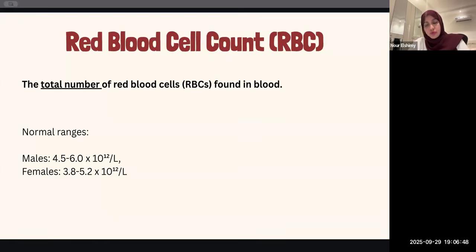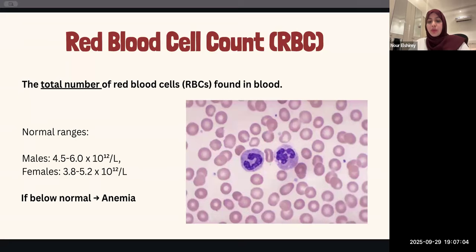Again, you don't need to know the ranges. You're going to be provided this in the exam. All right. And as I mentioned, red blood cell count is one of the measures that if it goes below the normal range, you just know this person has anemia. All right. So if it's below normal, they have anemia.